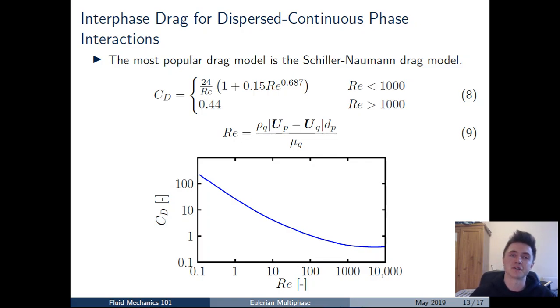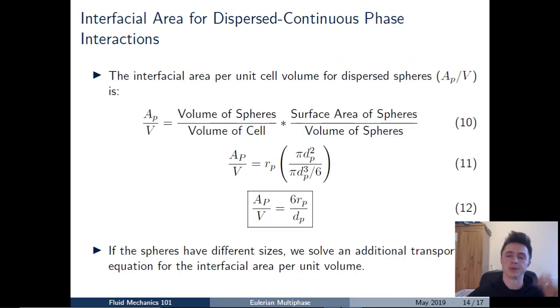What about the interfacial area, or the contact area between the two phases? Now we know that in our model we've got a number of spheres in our cell, but we don't perhaps know the volume of the cell V at this stage. So what we're going to do in equation 10 is split up that fraction of the interfacial area per unit cell volume into two fractions.